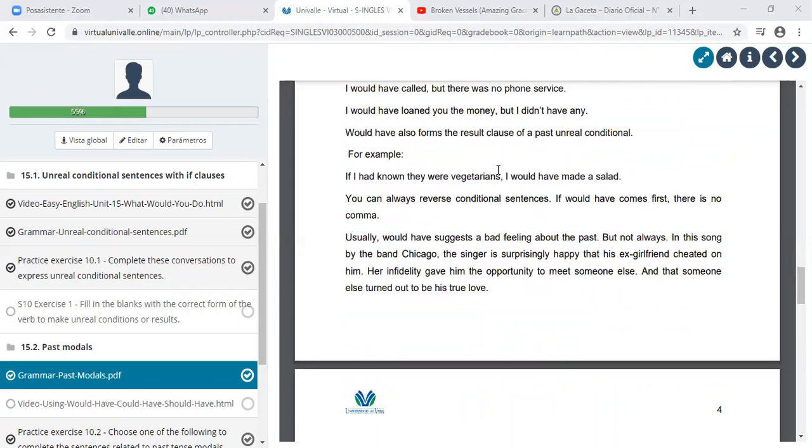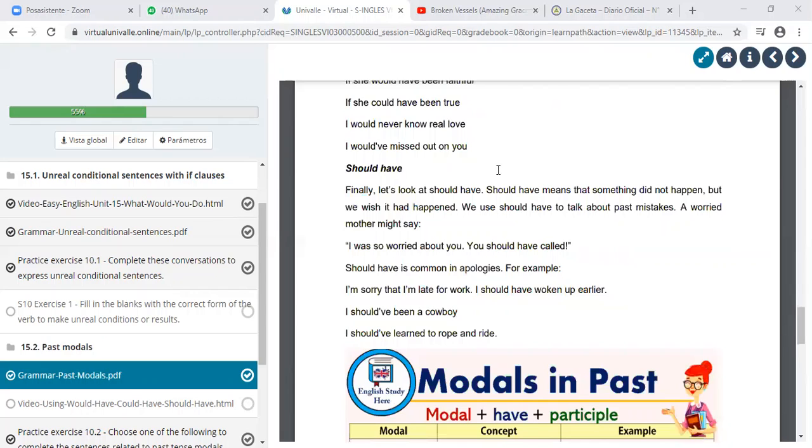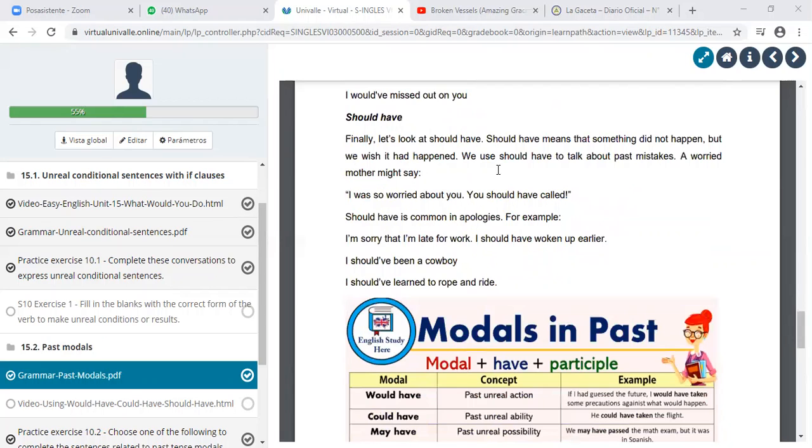Now we are going to take a look at should have. Should have means that something did not happen, but we wish it happened. We use should have to talk about past mistakes. A worried mother might say, I was so worried about you. You should have called.